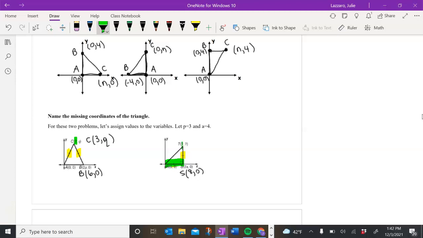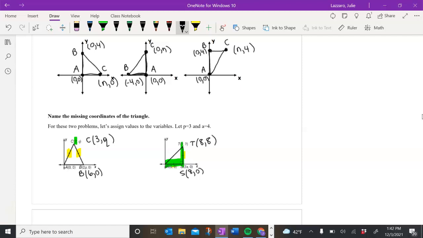So since this is an isosceles triangle, this leg also has to be 8 units long, right? And so because of that, it has to be out 8 units to line up with the S, and it has to be up 8 units so that RS and ST are the same measure. So this point is going to be 8, 8.